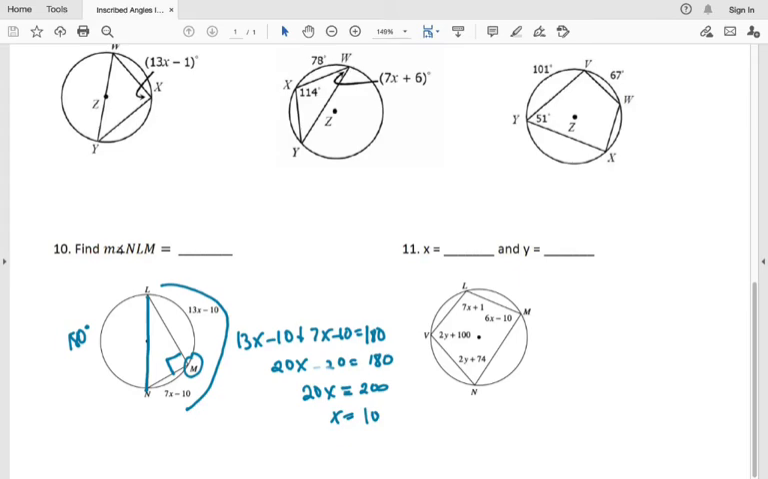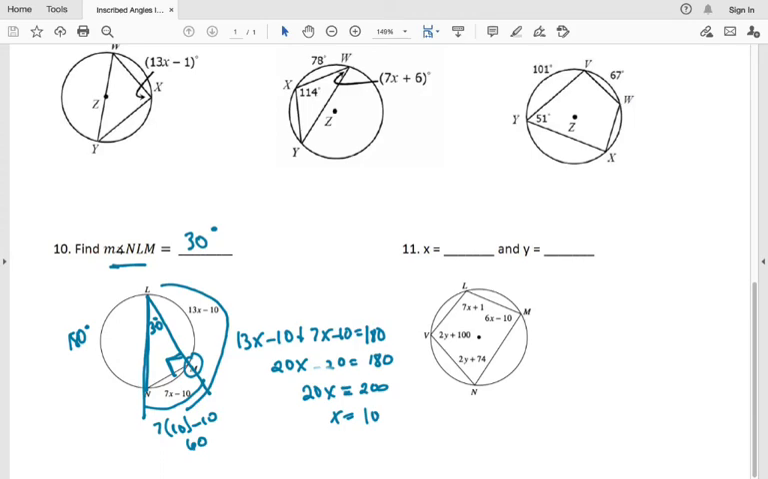All right, and then it's actually asking me to find angle NLM, which is this angle right here. I know this angle was 90. I know that this angle NLM is drawn right here to this angle. So if I do 7 times 10 minus 10, I get that arc measure is 60. And then this angle is an inscribed angle, which is half as big, so it'll be 30. And that's all that it's asking me for.